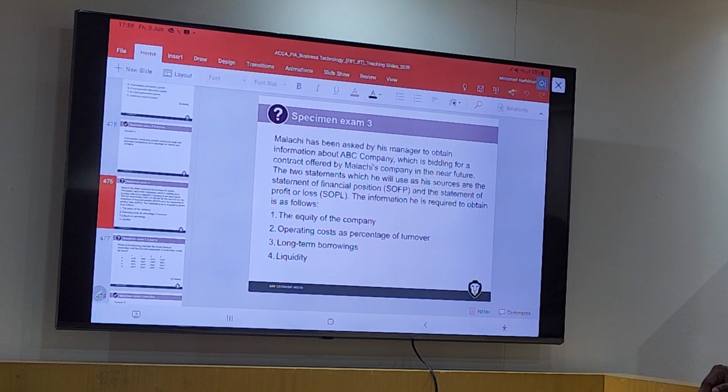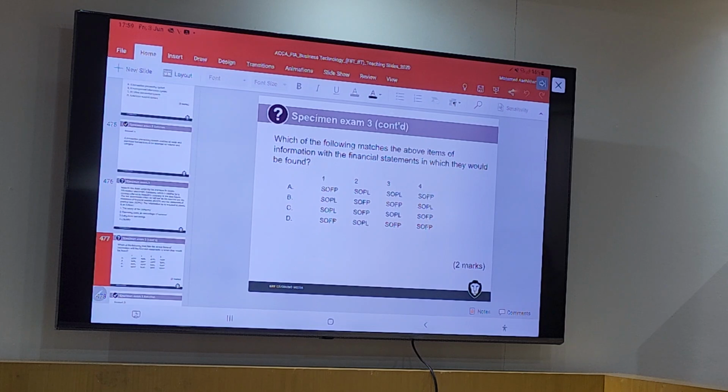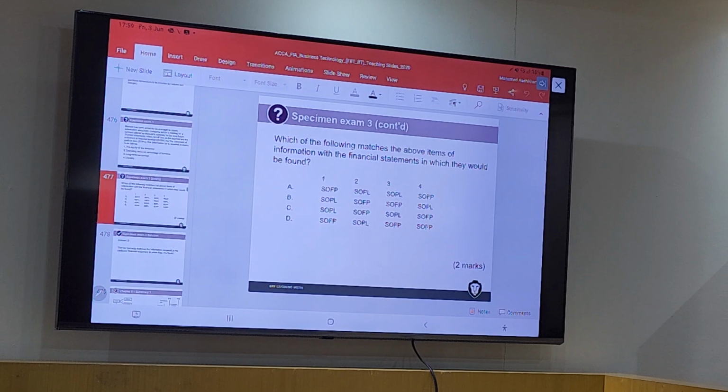Malachi has been asked by his manager to obtain information about ABC company, which is bidding for a contract offered by Malachi's company in the near future. The two statements he will use as the response are the statement of financial position and the statement of profit or loss. The information required is as follows: the equity of the company, operating cost as a percentage of turnover, long-term borrowings, and liquidity. Which of the following matches the above items of information with the financial statement in which they would be found?